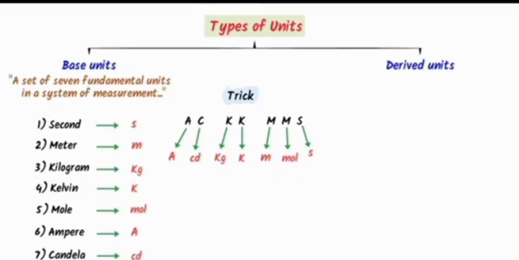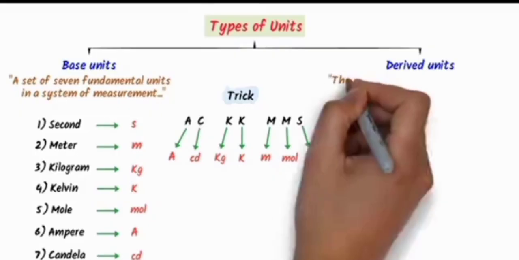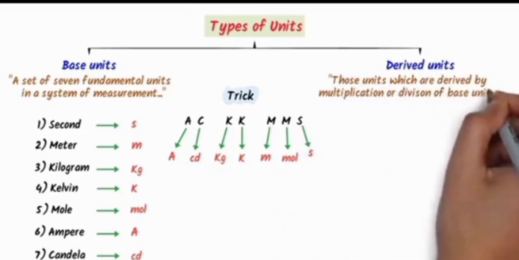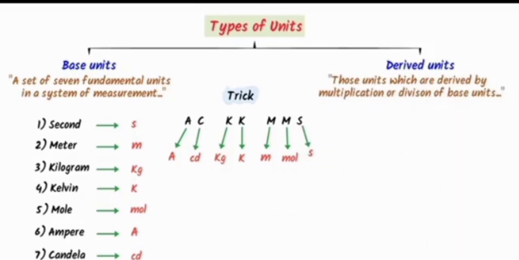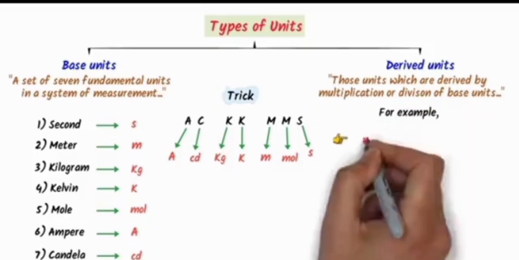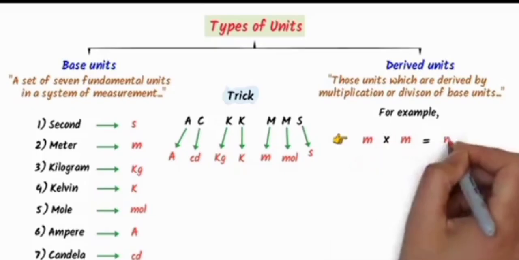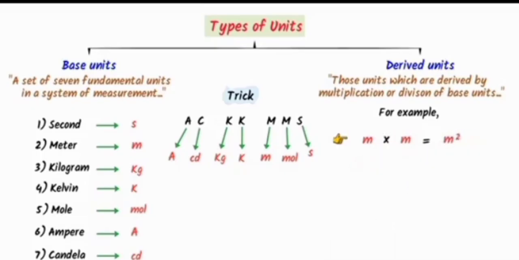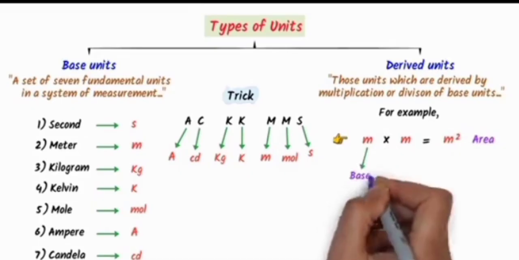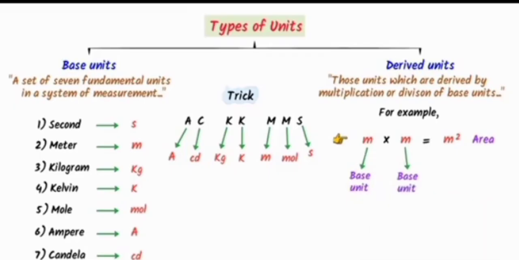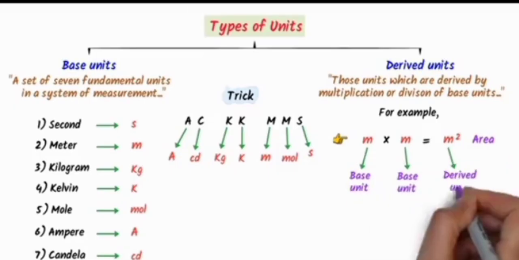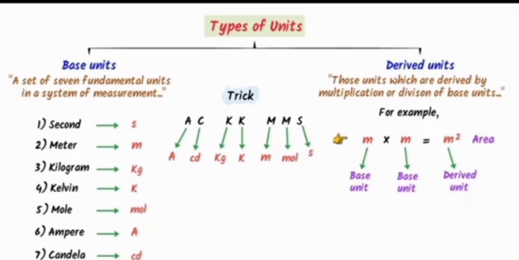Now, what are derived units? Well, those units which are derived by multiplication or division of the base units are called derived units. For example, consider meter and meter. Now, I multiply them. I get meter squared. We know that it is a unit of area. We know that this meter and this meter are base units. This meter squared is a derived unit because it is derived from multiplication of 2 base units.